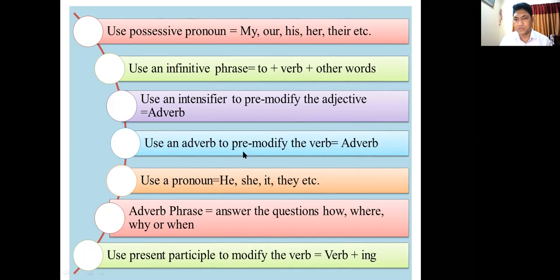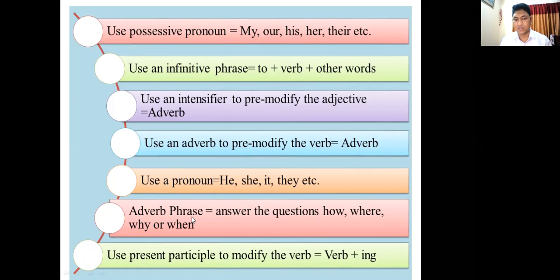So, what you will have to use is indicated here, that is adverb. Okay. You are asked to use an adverb, so in such cases, you have to use adverb. Next one, that is use a pronoun. You know what the pronouns are. We basically use he, she, it for third person singular number and they for plural number. According to the demand of the sentence, according to the situation, you have to use appropriate pronoun.